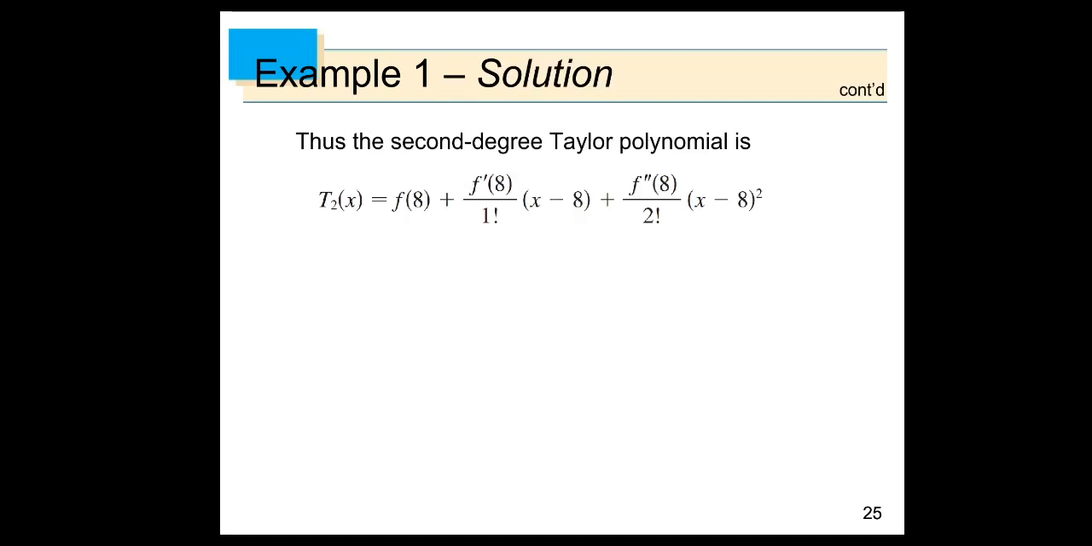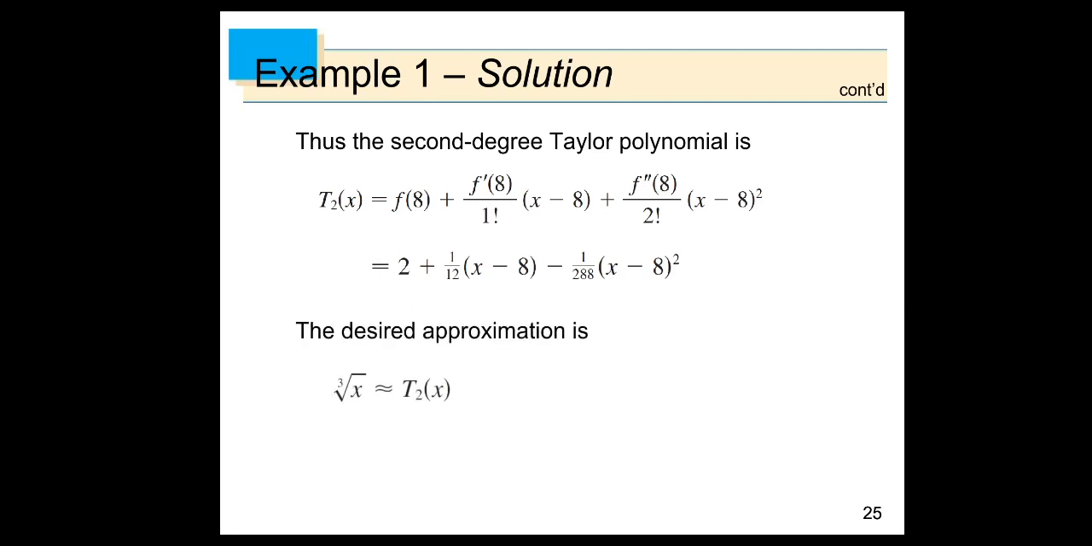Thus the second degree Taylor polynomial is T2(x) equal to f(8) plus f'(8)/1! times (x minus 8) plus f''(8)/2! times (x minus 8) squared. This is the second degree Taylor polynomial, and when we simplify it, we find something like this over here. The desired approximation is that the cube root of x is approximately equal to T2(x).